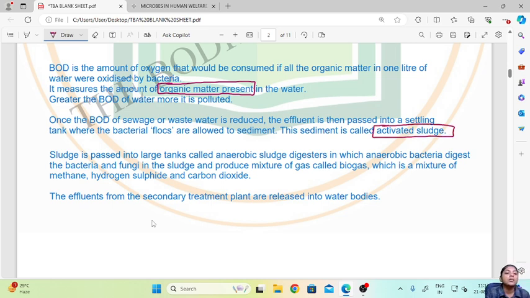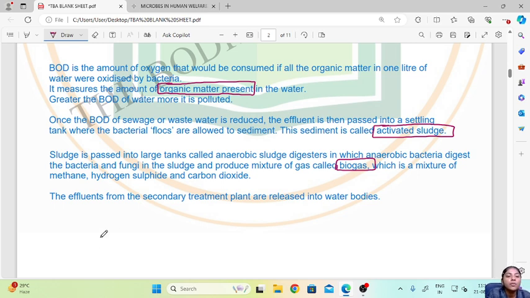Then this sludge is passed into large tanks called anaerobic sludge digesters, where anaerobic bacteria, which grow in the absence of oxygen, digest the bacteria and fungi in the sludge and produce a mixture of gases called the biogas. Now biogas is a mixture of methane, hydrogen sulfide and carbon dioxide.